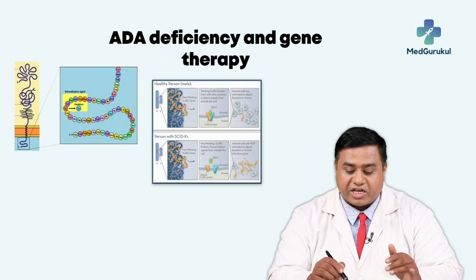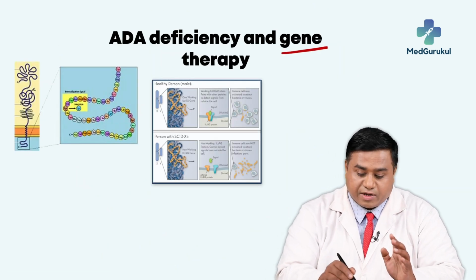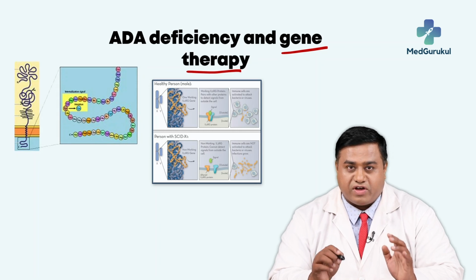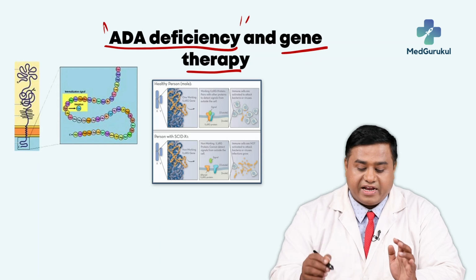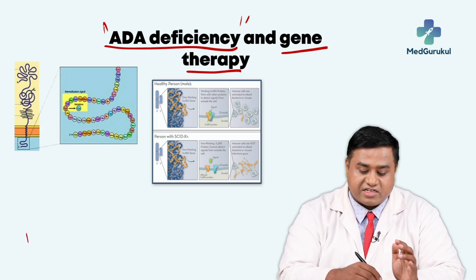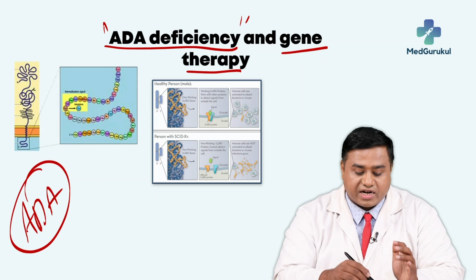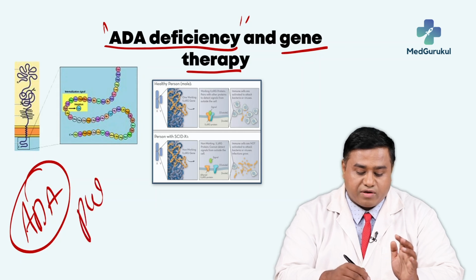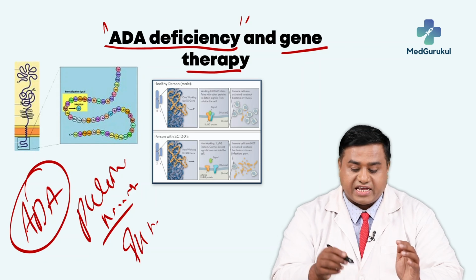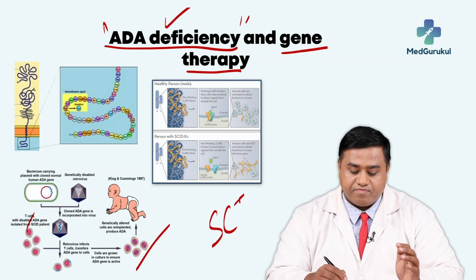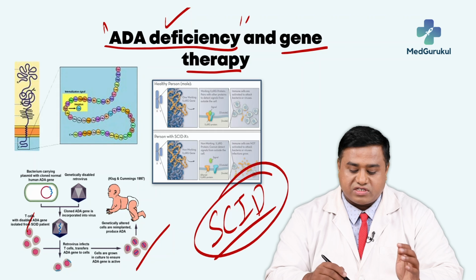The next important application of RDT is gene therapy, and the best well known example of gene therapy is ADA deficiency. ADA deficiency is adenosine deaminase deficiency. This is an important enzyme in purine nucleotide metabolism, especially important for the immune system. So, deficiency of this enzyme leads to a disease called SCID. SCID stands for severe combined immunodeficiency.